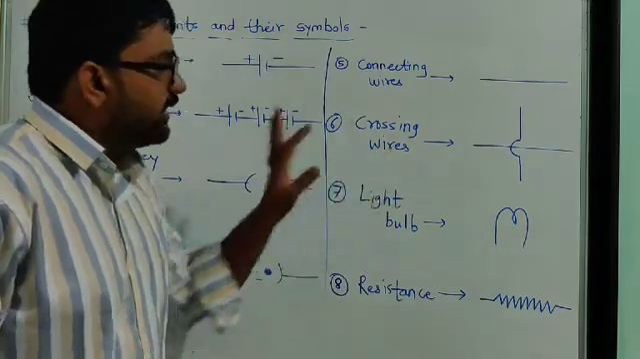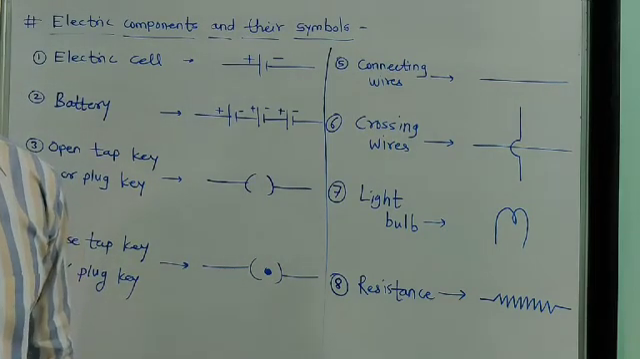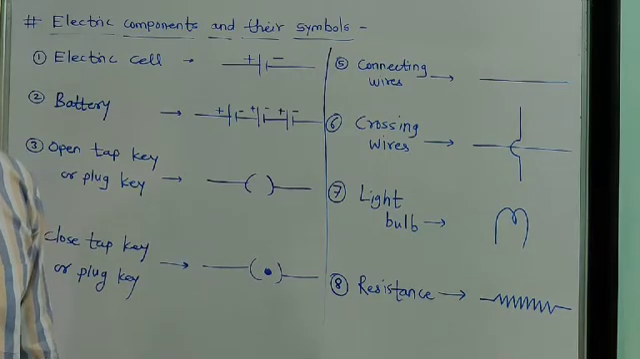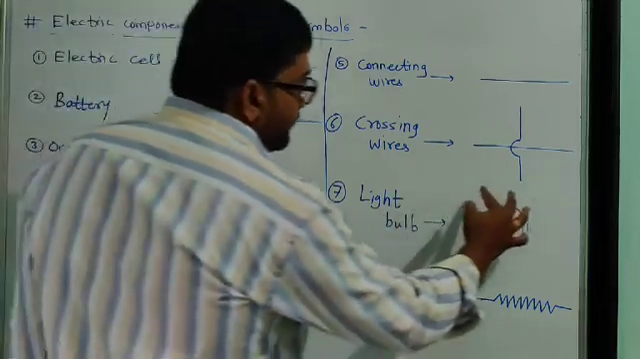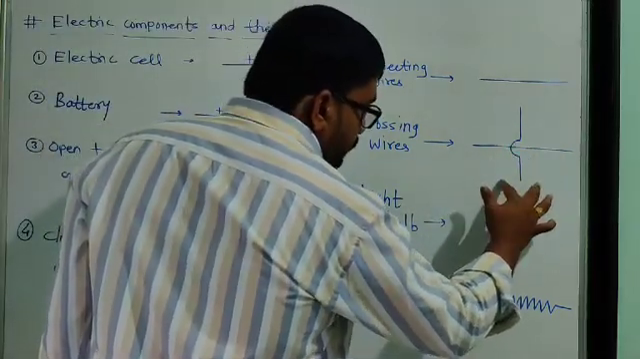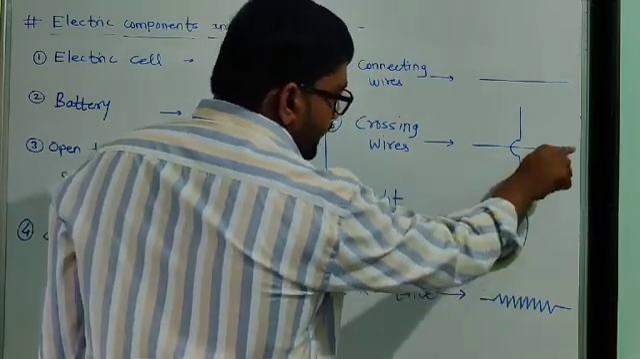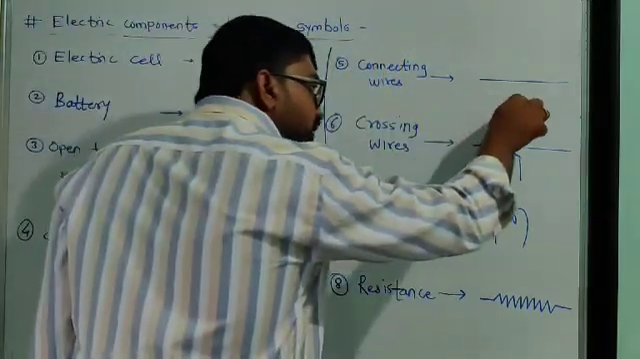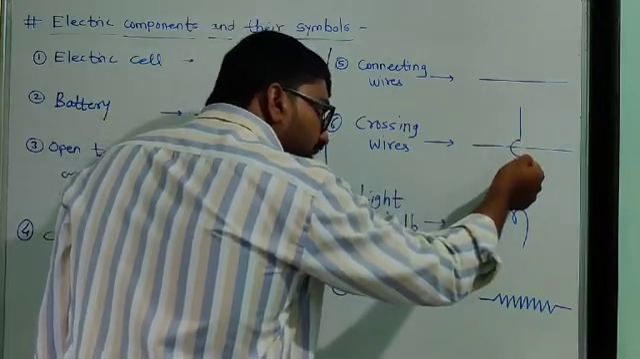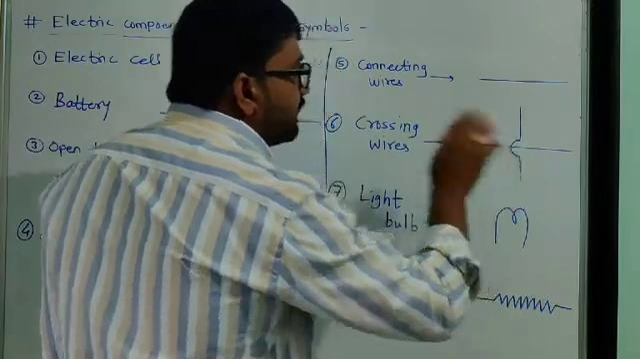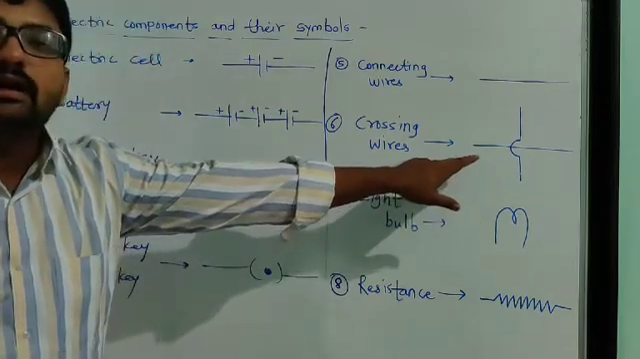Next is crossing wires. If lots of wires are present in an electric circuit and two wires cross each other, then we have to denote that crossing of wires by this symbol. So this is the first wire, the straight wire, and another wire which is crossing this horizontal wire, we denote by this simple curve. This curve means that here the crossing of two wires takes place.